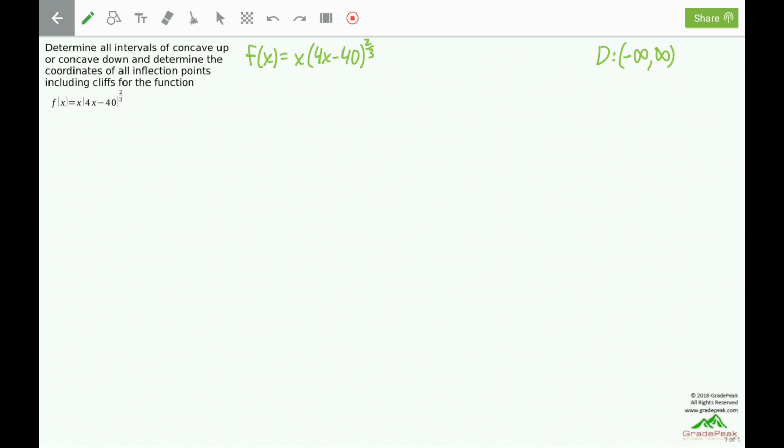The next thing to do is find all candidate numbers. We will need the second derivative for this. We will start with the first derivative. F of x is a product of two expressions of x. The first derivative will require the product rule.